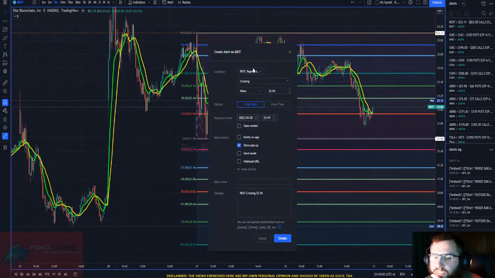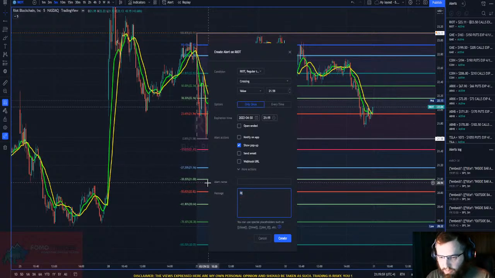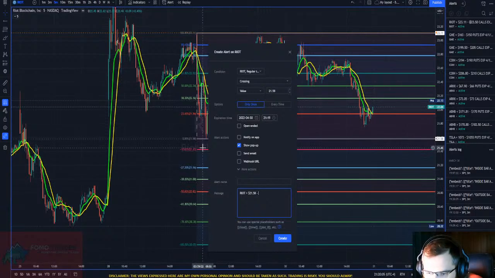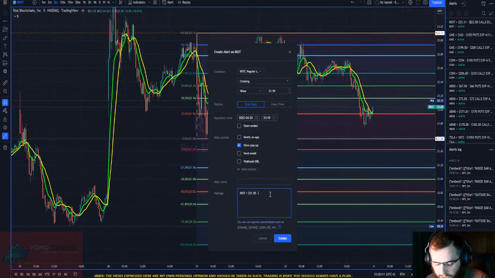So we're going to set up our alert. We're going to look for a break below 21.58. So RIOT under 21.58. Then we're going to look down at our third price target. It would be 21 on the head. And we do have 21 puts. So $21 puts, expiration for 1/22.